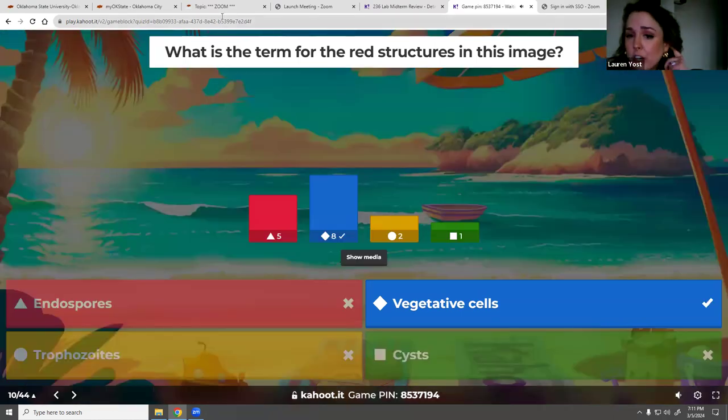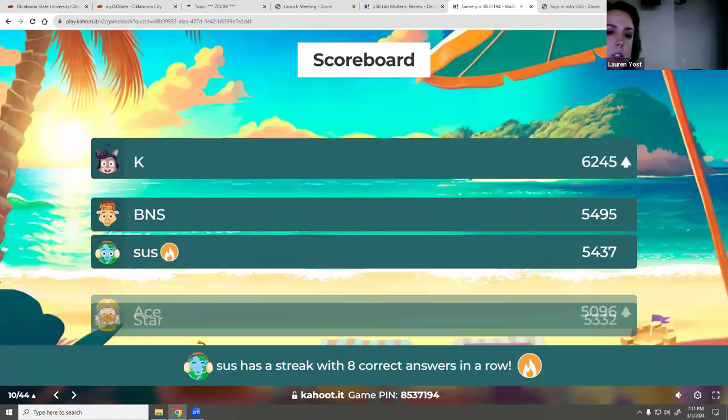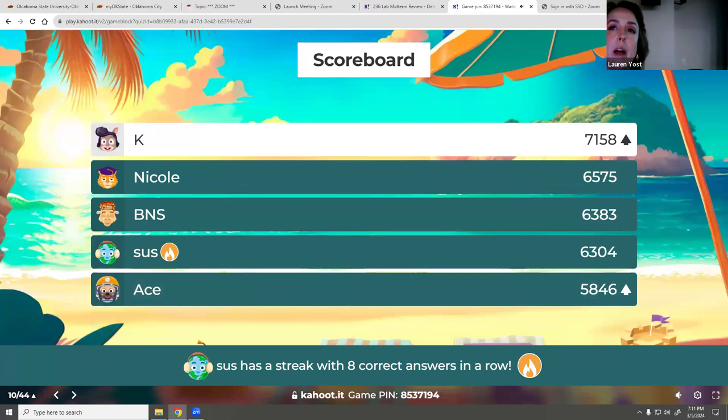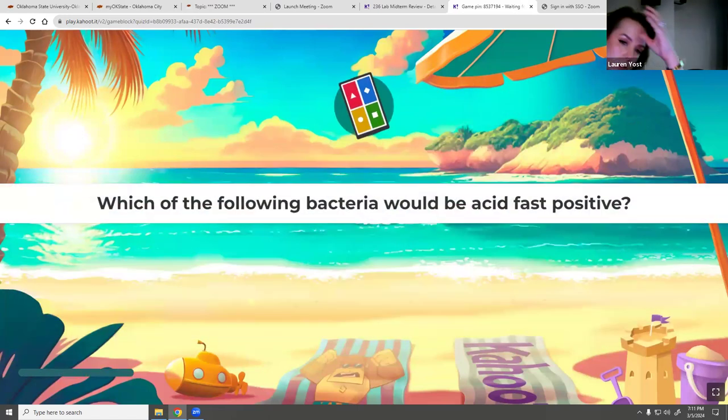All right, so the red structures on this one, those are our vegetative cells. Those are our metabolically active, multiplying cells, all of that stuff. Whereas the endospores are completely dormant, and they stain green. Remember, we used the stain malachite green to stain them. And that stains the endospores, but not regular cells. So we had to counterstain with safranin for that one.